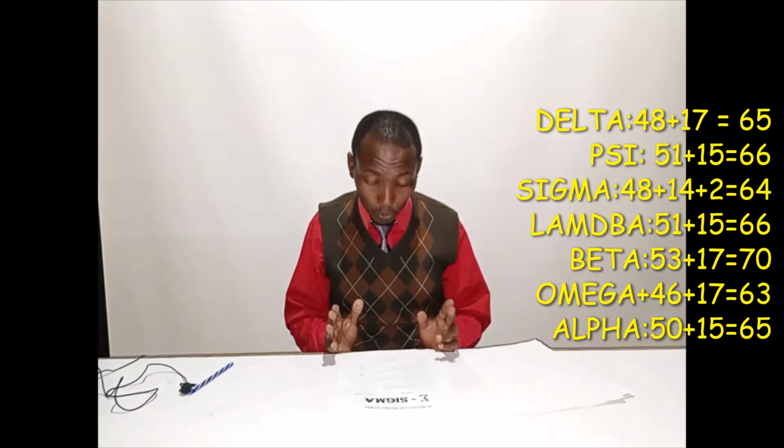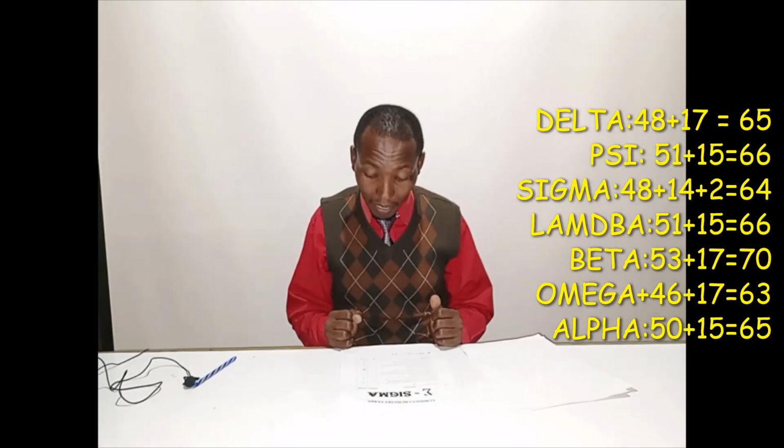Delta has scored 17. Delta initially had 48, so cumulatively Delta has 65. Psi, the competitor with the symbol psi, in the first two episodes had 51, now has 15, making that 66. We go to the next competitor, Sigma. Sigma scored 48 in the previous two episodes. In this one, Sigma has 14, and Sigma has claimed 2 points that we denied her in the previous. So in total, Sigma has 64.